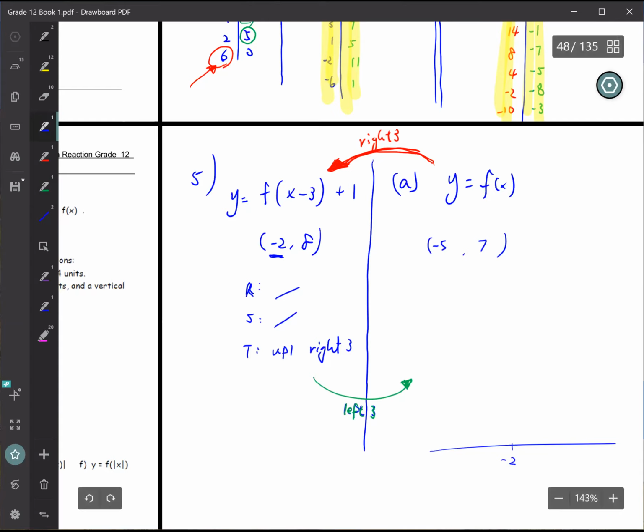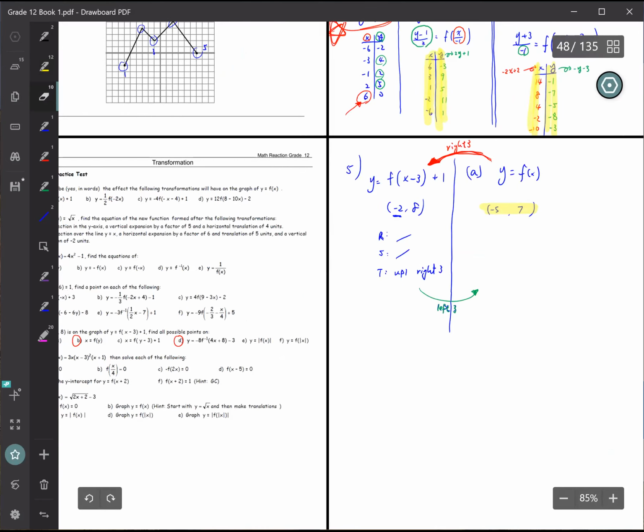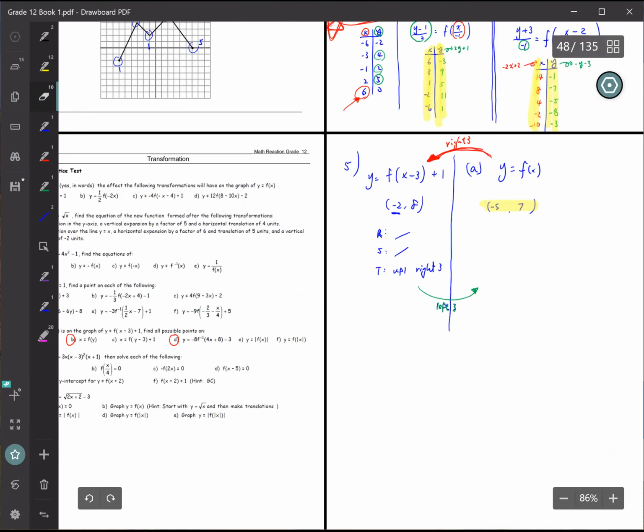So for question 5, question A, 5A, the answer is (-5, 7). Okay, and that point is the original point before any story has happened. Because usually in the question they give you the original point, but this one instead, they give you something that's been moved. Make sense? Okay, and then everything after that is based on this point. So if you get question A wrong, it affects your B and D, because question A is your original point.